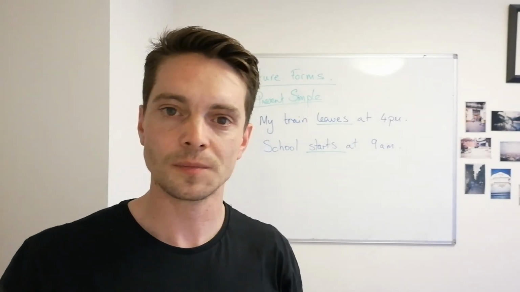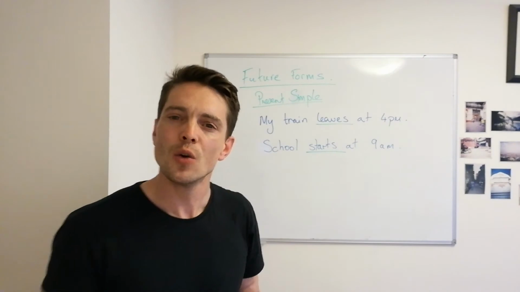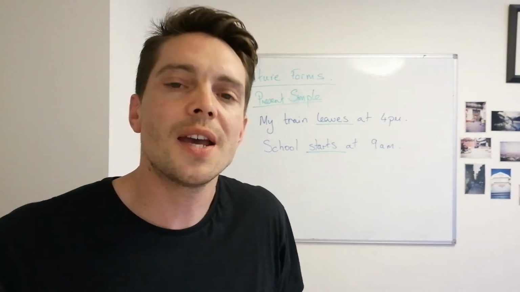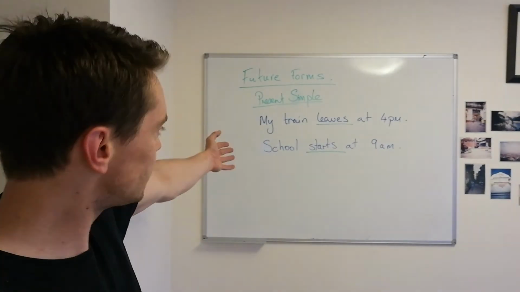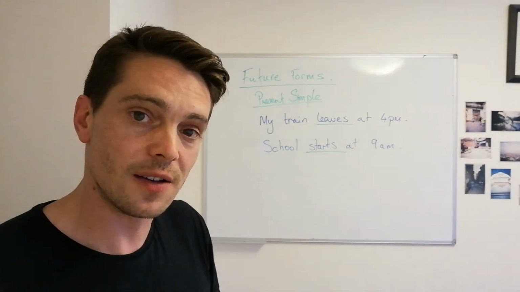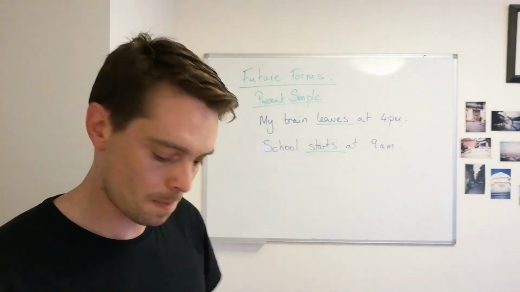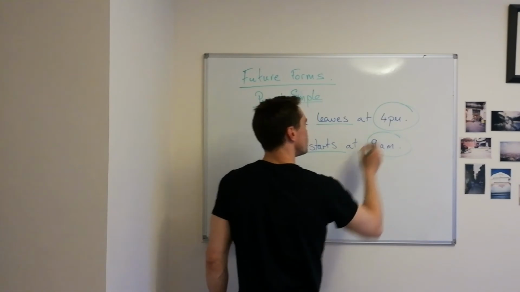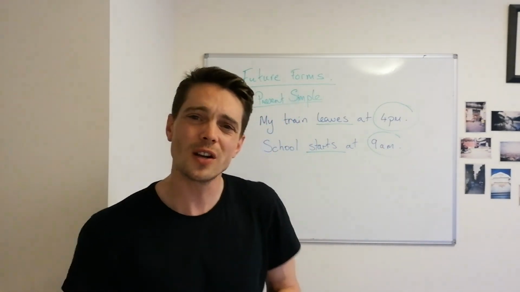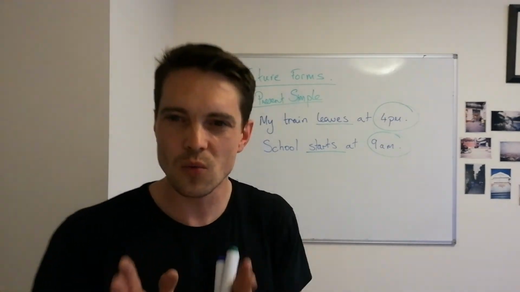And that's all. Now, how do we do the negative and the question? Well, it's the same way that we express anything in the present simple. Okay? The negative would be, my train doesn't leave at 4 p.m. School doesn't start at 9 a.m. It's very important as well to have a time that tells us that we are talking about the future. Okay, so let's do a recap.